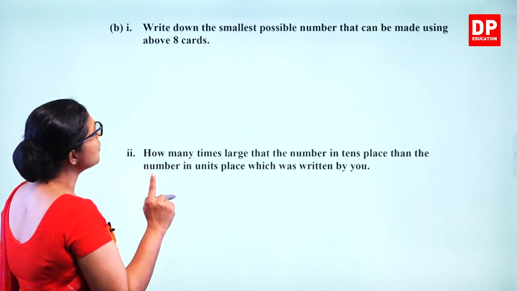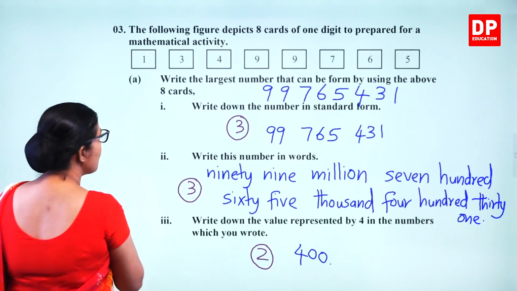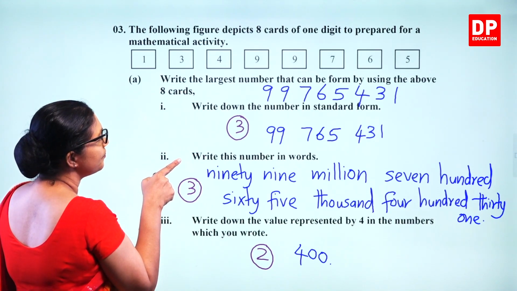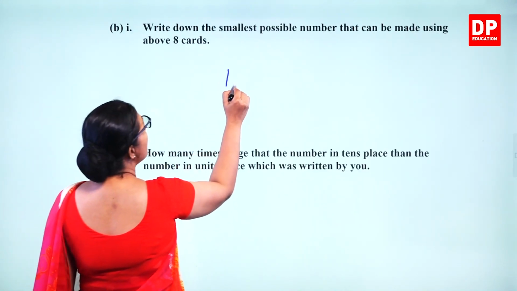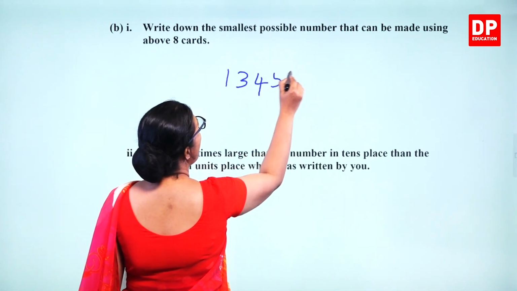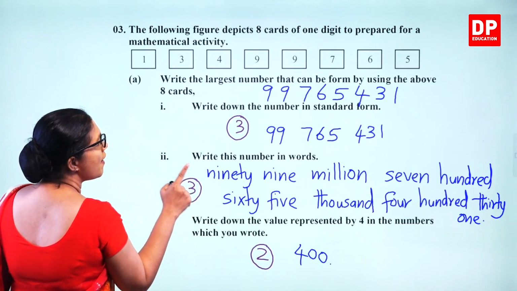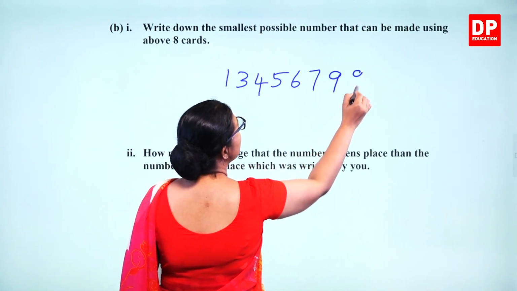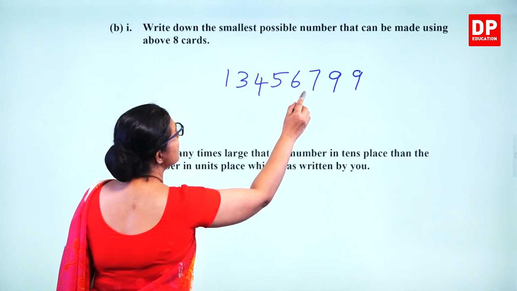Write down the smallest possible number that can be made using the above 8 cards. So you have to start the other way around, starting from the lowest. 1, 3, 4, 5, 6, 7, 9, 9. That's the lowest number. So how do you read that?